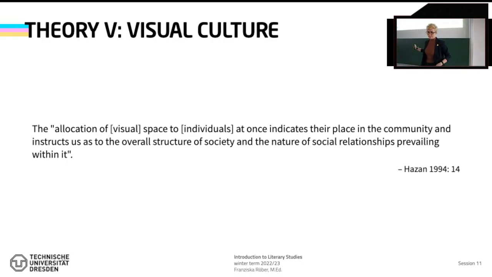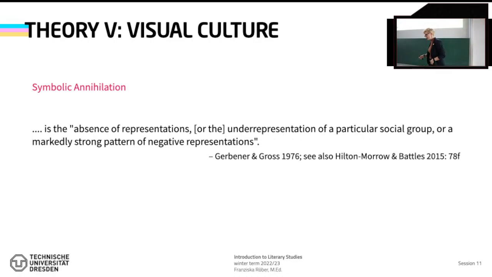So, I'm just going to skip back to my actual example. For a very long time, women and marginalized groups have been, as some scholars have argued, subjected to so-called symbolic annihilation, which means that there has been an absence of representations, an under-representation of a particular social group, so not necessarily just women, or a markedly strong pattern of negative representations. And that has led to women and marginalized groups being regarded as secondary citizens, of being disenfranchised, with these visual representations having a societal impact but also being fed by the society.